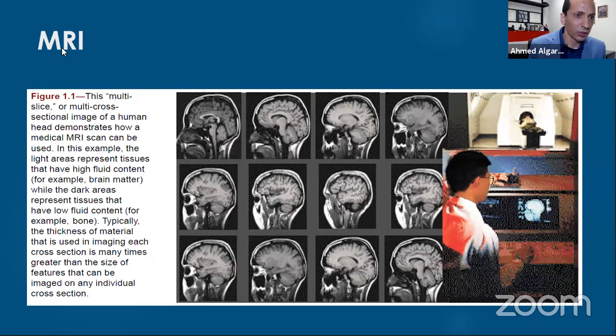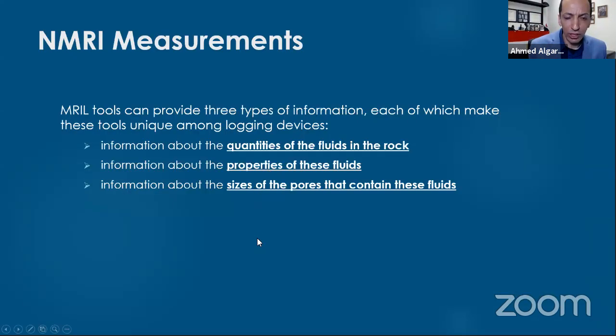There's nothing bad in the brain itself. So the MRI can see the fluids inside something. So why are we doing MRI for shale? Simply to get information about the quantities of the fluid inside the rock, the volumes, and also the properties of these fluids. I can know exactly these fluids, whether it is water, gas, or oil. So I can know exactly the type of the fluid using the NMR log.